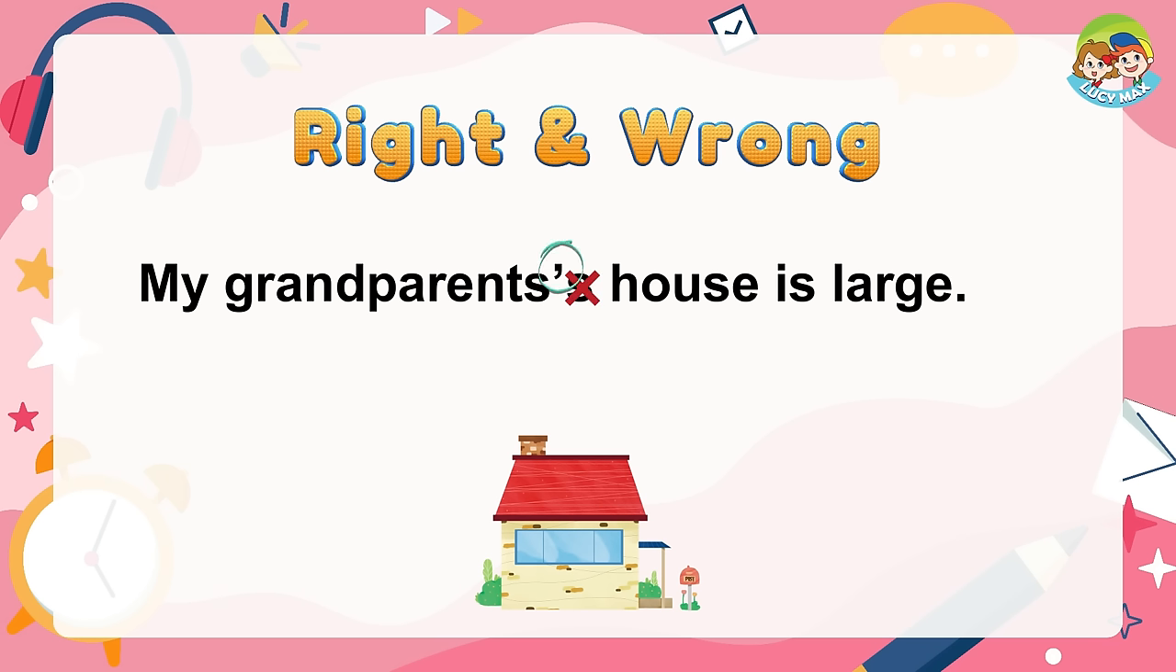Grammar tips. Tips for be verb imperatives. The base verb be, not am, are, is, is used in be verb imperatives. The base verb be is used with don't to make it negative.